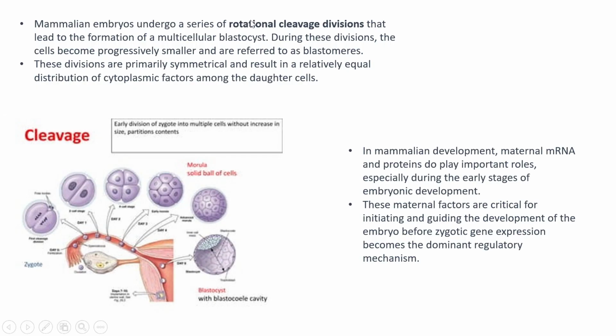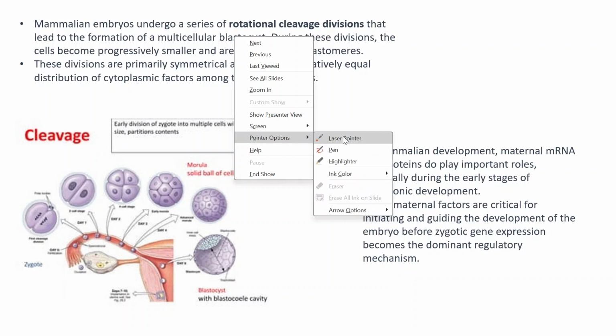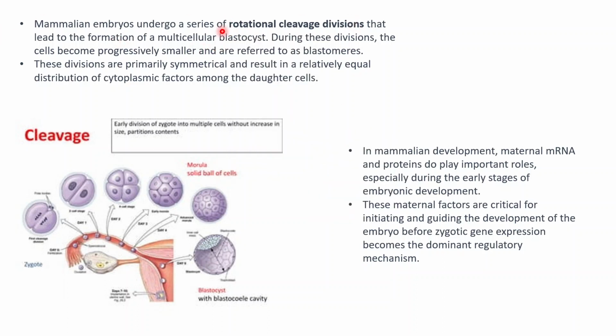So let's talk about rotational cleavage. Mammalian embryos undergo a series of rotational cleavage divisions that lead to formation of a multicellular blastocyst. Blastocyst is a stage where we have the inner cell mass, the trophoblast, and the cavity called blastocele. A single celled zygote undergoes a series of rotational cleavage divisions to form the multicellular blastocyst. During these divisions, the cells become progressively smaller and are referred to as blastomeres.